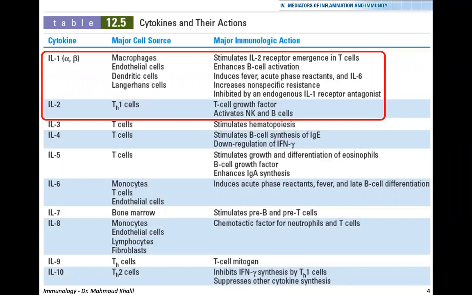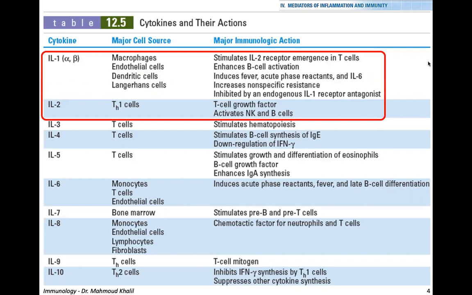While interleukin-2 is mainly secreted by T helper 1 cells, and we will understand in coming lectures how the T helper 1 cell is a very crucial and important cell in activating the whole adaptive immune response, the T helper 1.